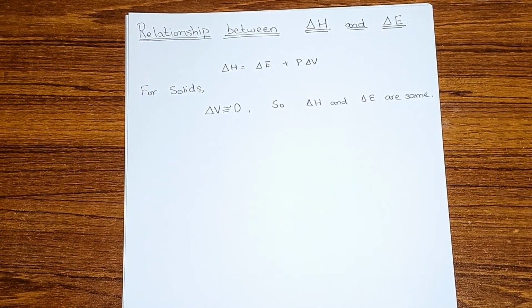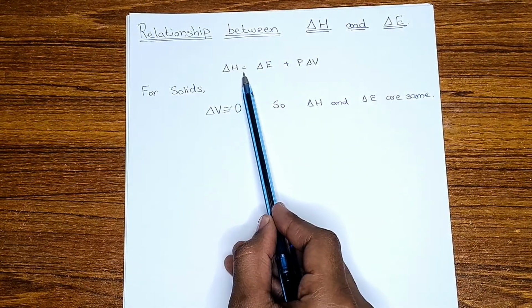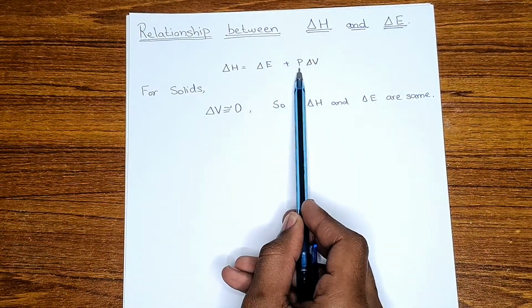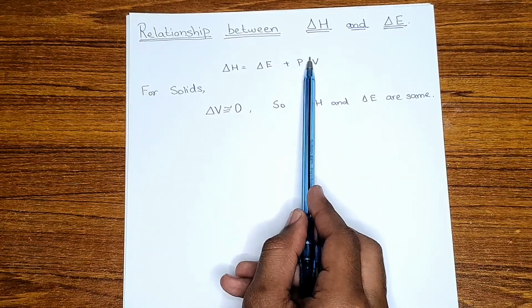Delta H, as you know, is the enthalpy of a system, and enthalpy is the heat content of a system at constant pressure, and delta E is actually the change in energy of a system. So according to the first law, the value of enthalpy is given by delta H is equal to delta E plus P delta V. Here, this is the work done on the system.